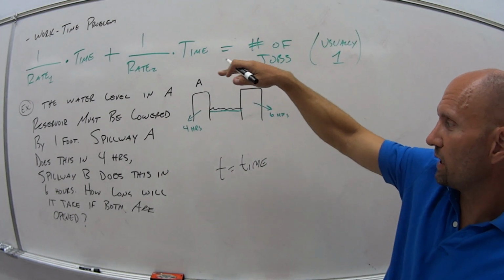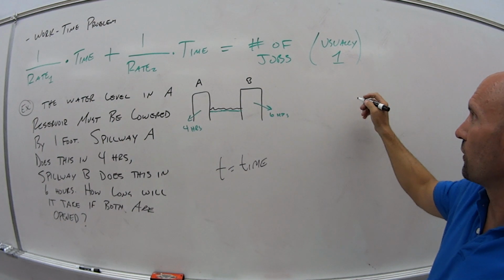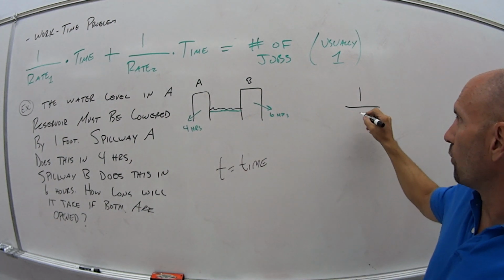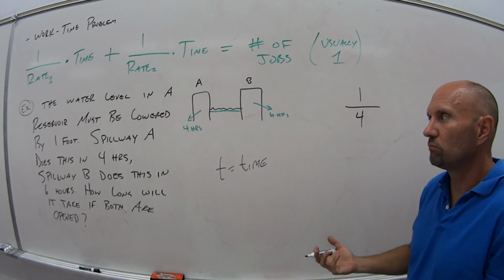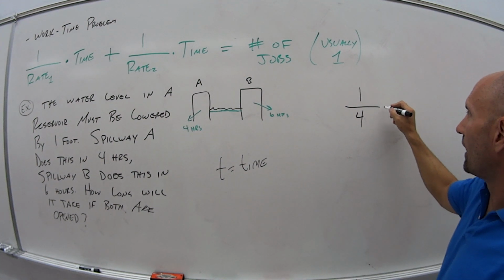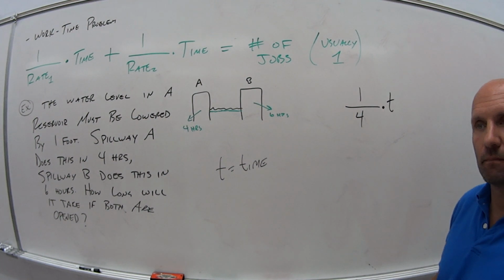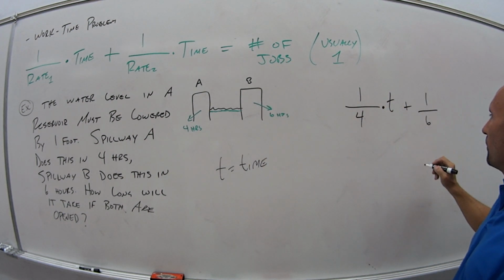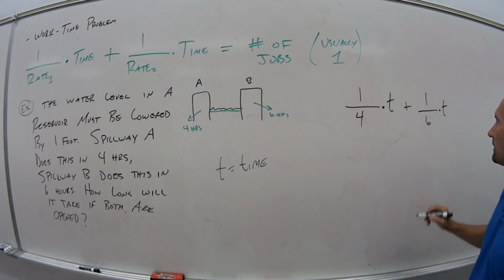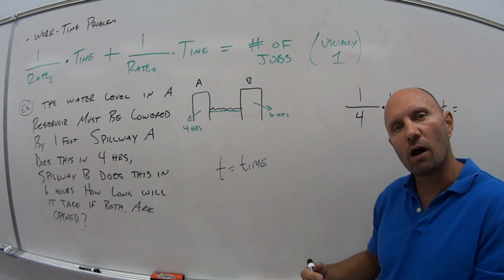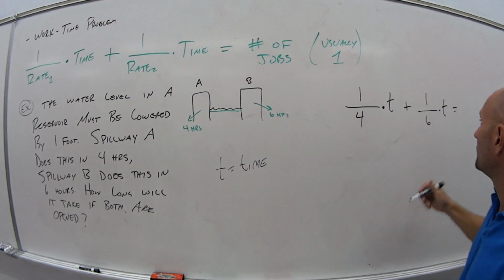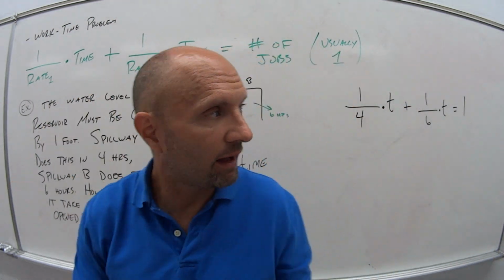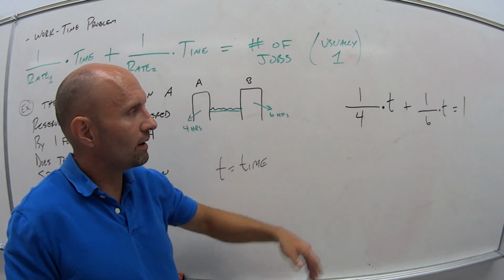Now I'm going to use this green equation to set up what I'm going to try to solve. So I have what? 1 over the rate of 1. Well, what's the rate of 1? It takes 4 hours to drain by itself, so that's 4 times the time, T, plus 1 over rate 2. Well, rate 2 is 6 hours times T equals the number of jobs. Well, how many reservoirs am I draining? Just 1. So that becomes a 1. There it is. I have my equation. I have everything I need. 1 equation, 1 unknown, my variable T.